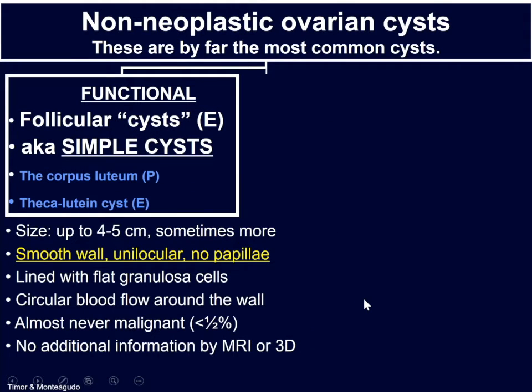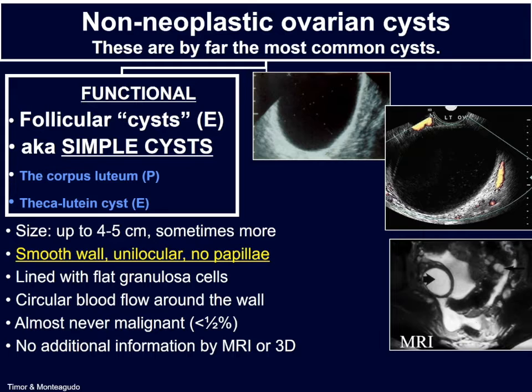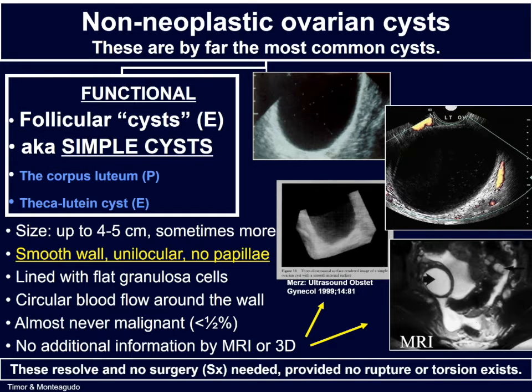Let's talk first about the follicular cysts. They can grow up to 4 to 5 centimeters, sometimes even more. You can see them on the 2 pictures on the right. They have a smooth wall, are unilocular, and do not have any disturbances on the wall inside or outside. They have no papillae. They are lined with flat granulosa cells, with circular blood flow around the wall, almost never malignant, and no additional information can be gained if you do an MRI or 3D ultrasonography. These resolve and no surgery is needed provided no rupture occurs and no torsion exists.